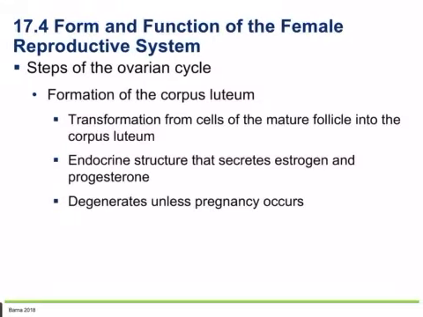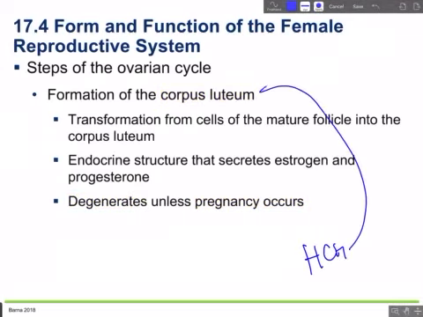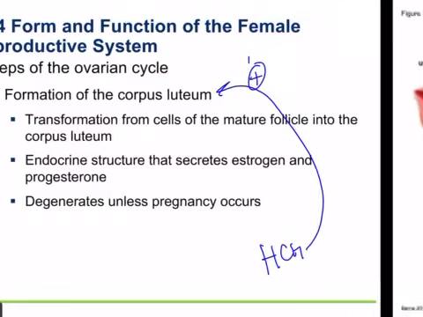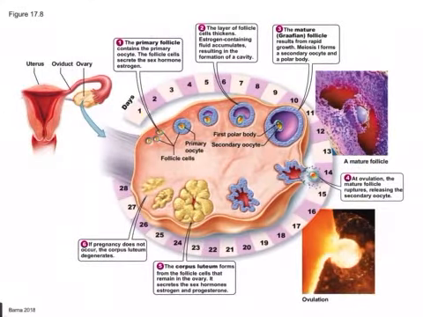And so you can see here the corpus luteum would degenerate unless pregnancy occurs. So it's the HCG that actually stimulates and keeps it present. And it does that for about 3 months until the fetus has built its own home called a placenta, and then that maintains its own hormones. Okay, so this is just an overview here.